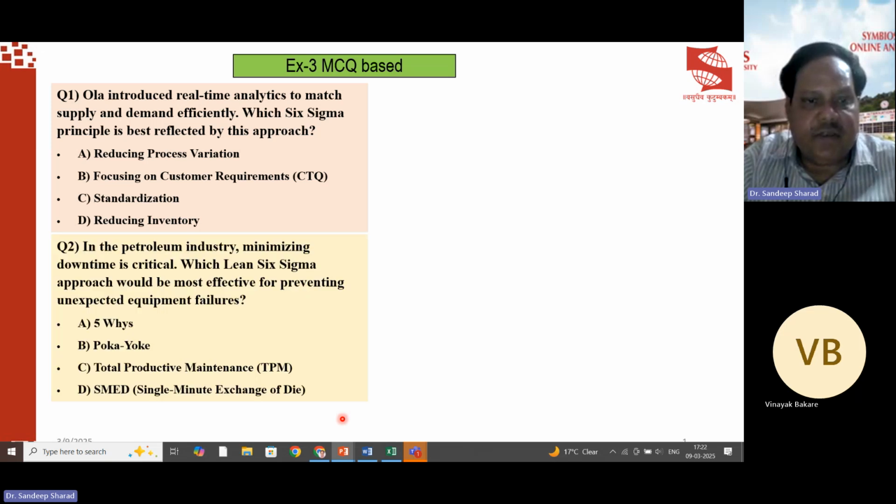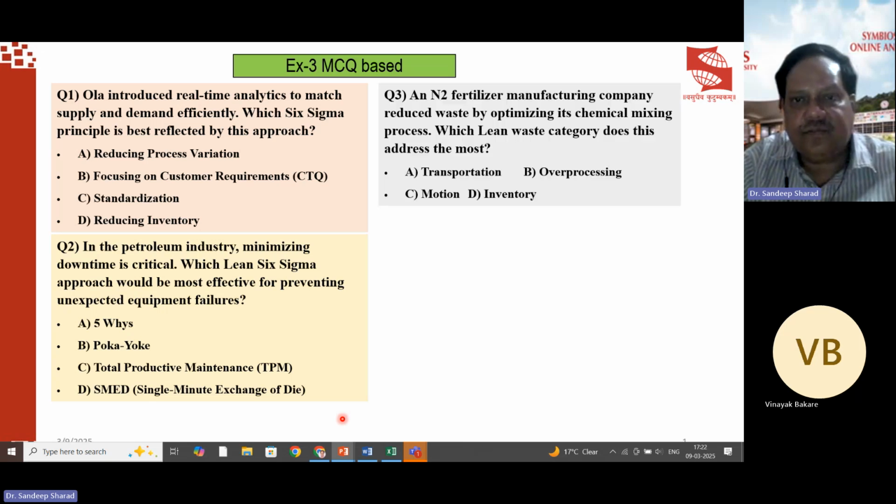In the petroleum industry, minimizing downtime is critical. Which Lean Six Sigma approach would be the most effective for preventing unexpected equipment failure? So I think total productive maintenance.